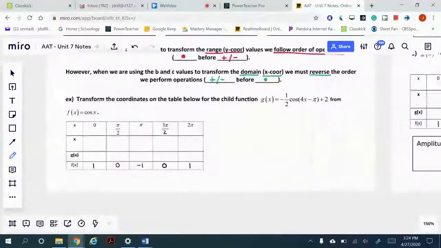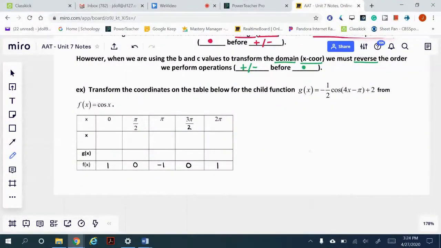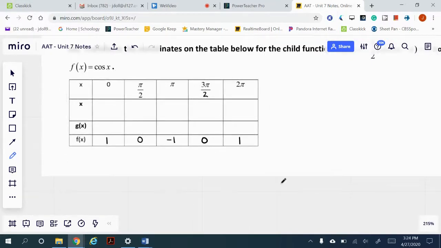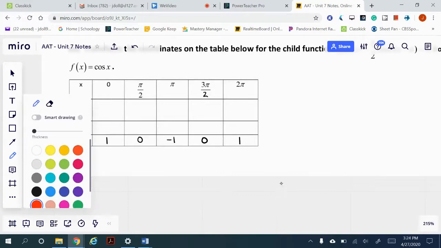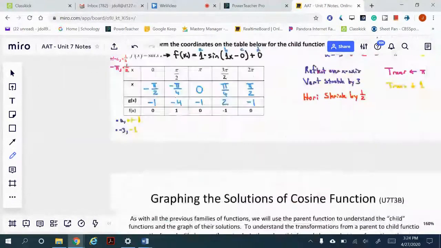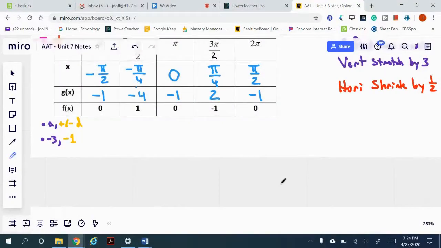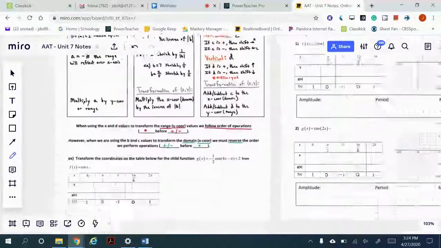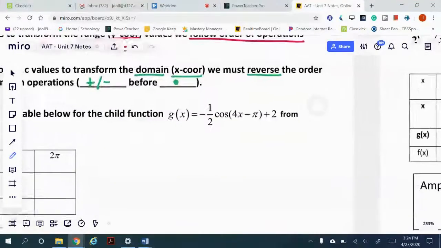So tons of similarities between cosine and sine. The way we change the values is going to be exactly the same, so there's really no difference between sine and cosine in that regard. But let's do another example just to refresh our memories. The big difference, as we talked about in the graph, is the starting values. You can see down here, the range values for our parent function for the same domain values are 1, 0, -1, 0, 1, whereas with our sine function, they were 0, 1, 0, -1, 0. That's really the only difference, guys, and that's what accounts for the change in our graph between sine and cosine.